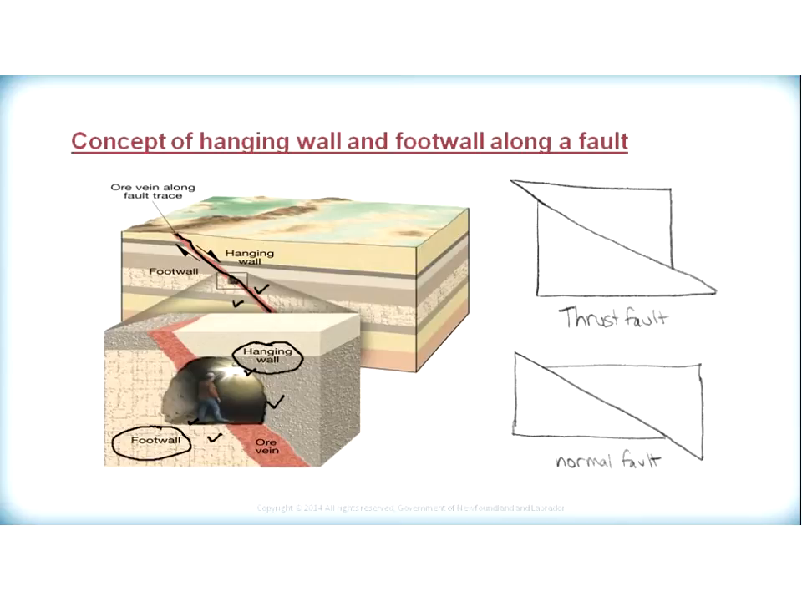One way that we can determine hanging wall from footwall is when we look at the fault. We can draw a stick man across the fault plane, and the part where the stick man is standing would be called the footwall, and the part where his head is would be called the hanging wall.